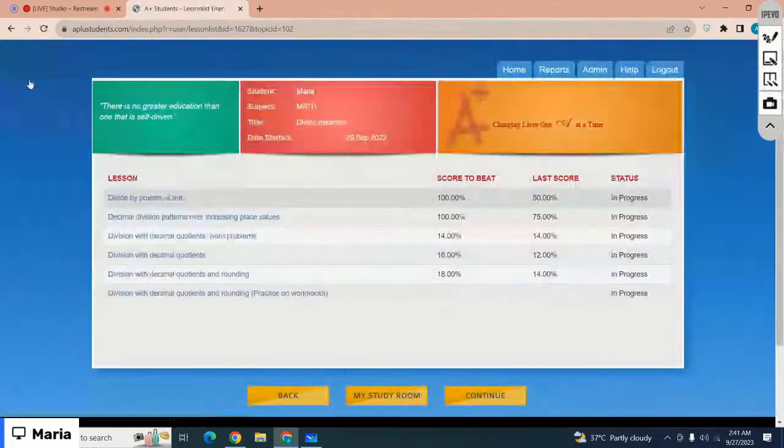So we were working on grade 5 math. The chapter we're working on is decimal division, divide decimals, and the lessons we have covered today are: divide by powers of 10, decimal division patterns over increasing place values, division with decimal quotients word problems. You can do word problems on your own, right? Then divide by 10, division with decimal quotients and rounding.